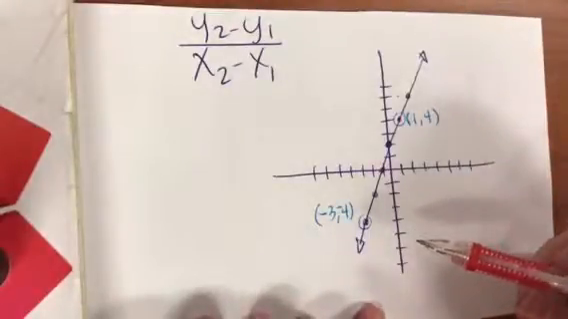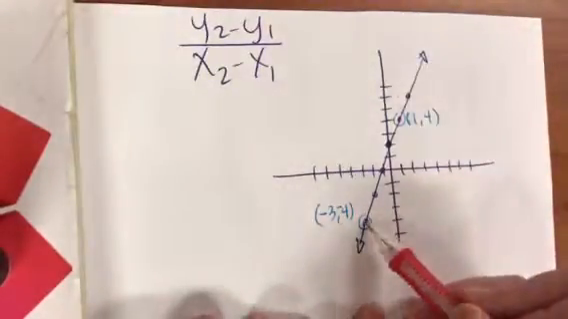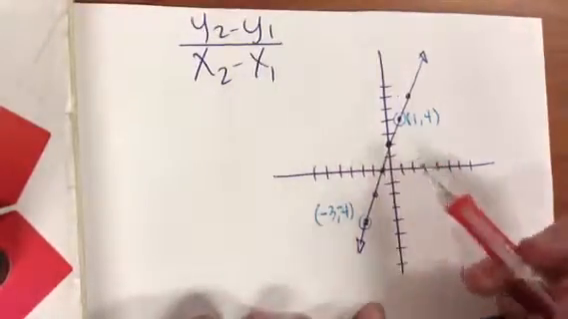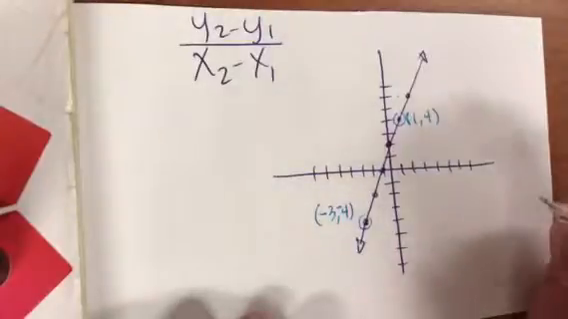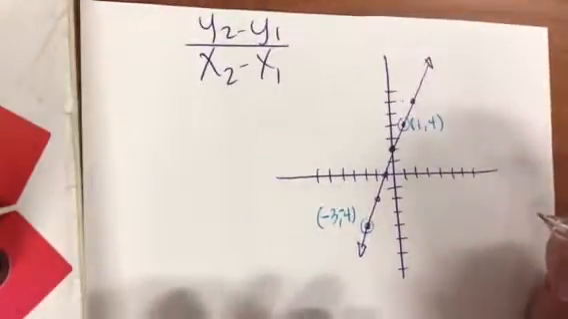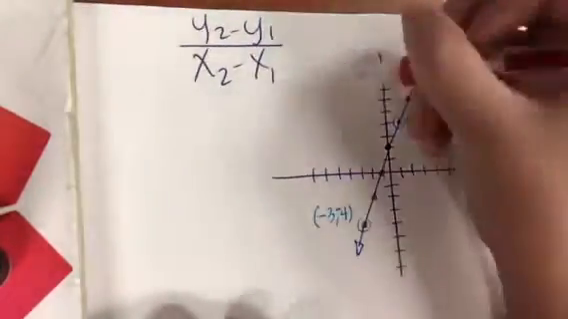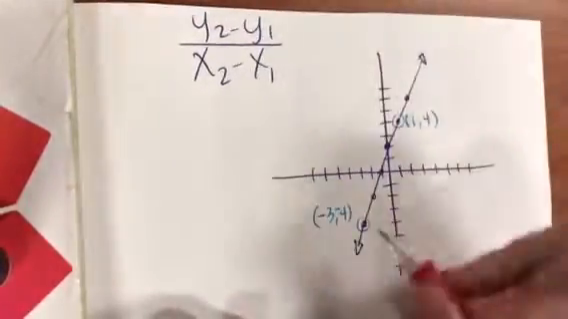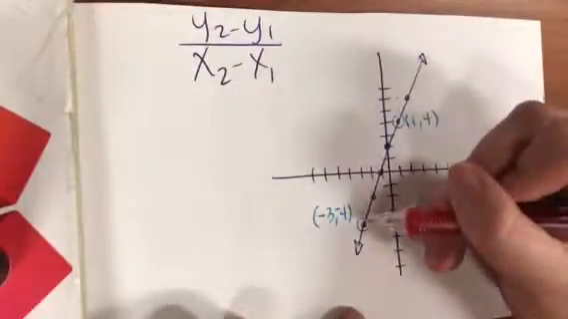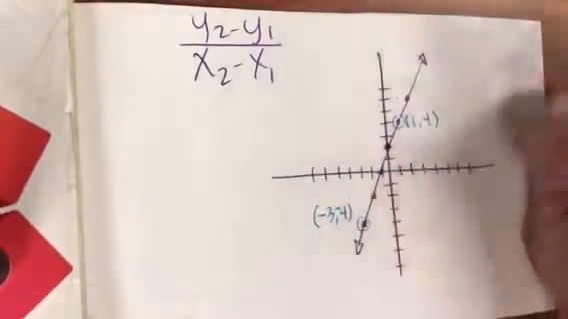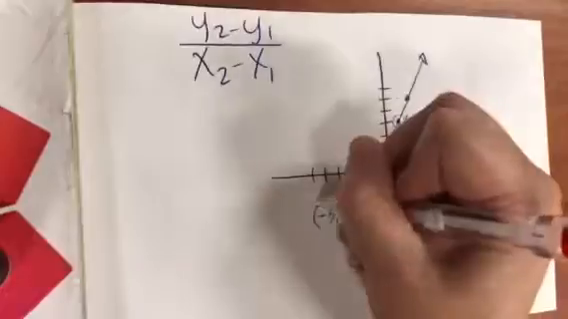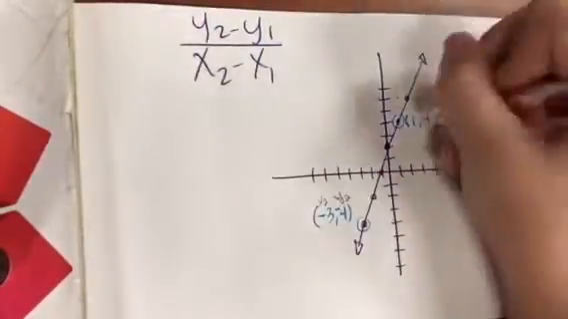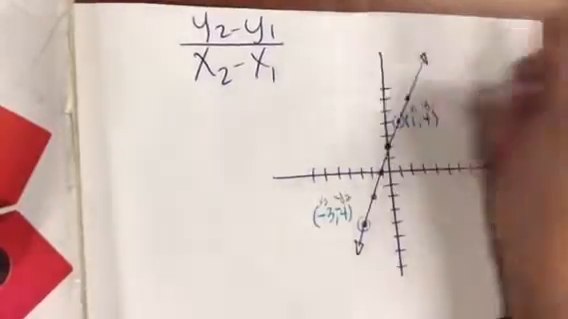You could just count. You could do your rise over run, which we've done many times, your change in y over your change in x. But we're going to do this because it's very specific. So what we have is our point of -3, -4, and our other point of 1, 4. I'm going to start with plugging it in. I'm going to label this one as x2, y2, and this one is x1, y1.